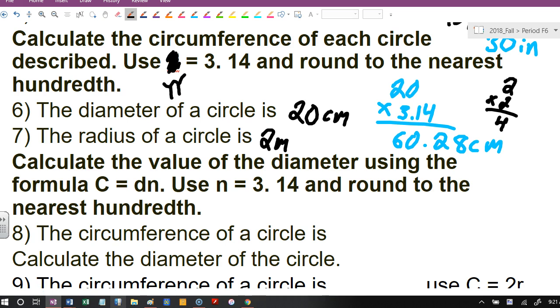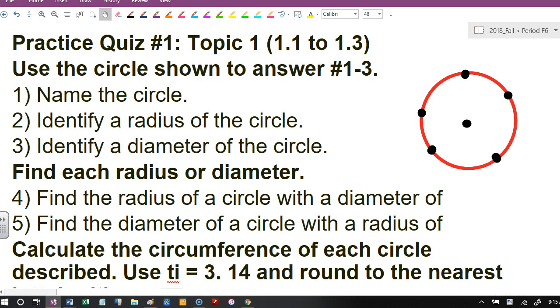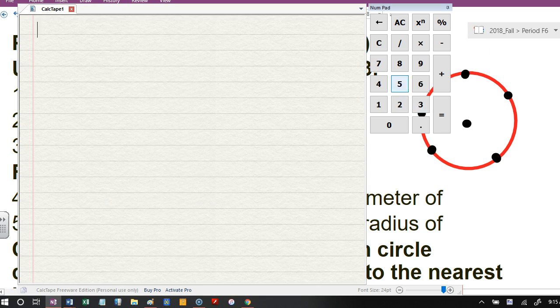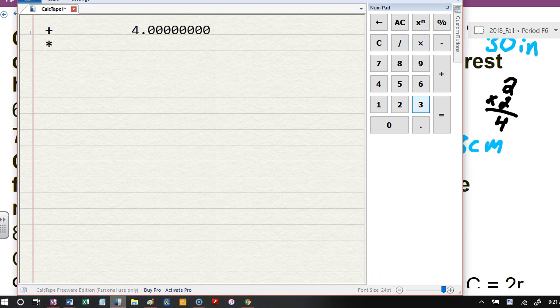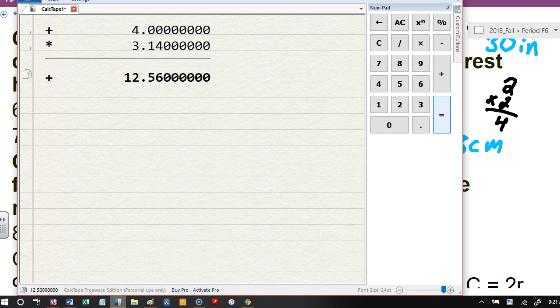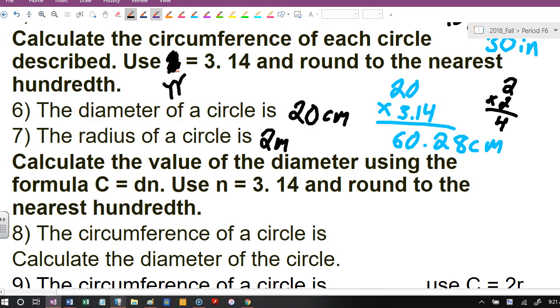My computer has way too much stuff open. You can do it, computer. 4 times 3.14. You will have calculators on the test. 12.56. So that's our answer: 12.56 meters. So times 2 first, then times pi. Look at the YouTube video.